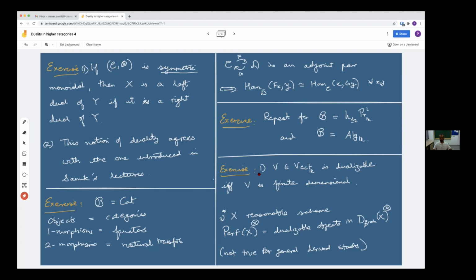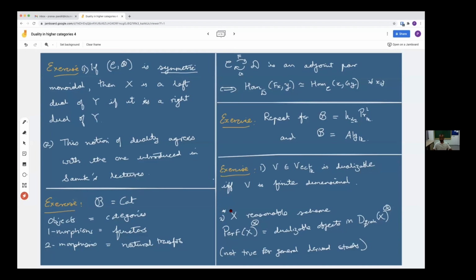Okay. So another exercise, which I think Samik already mentioned in his talk, was that if you take the category of vector spaces, then a vector space is dualizable, I mean, has duals, if and only if it is finite dimensional, in which case the dual is Hom from V to the base field K.